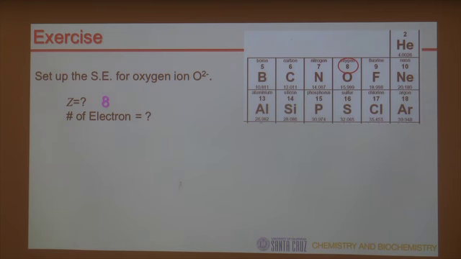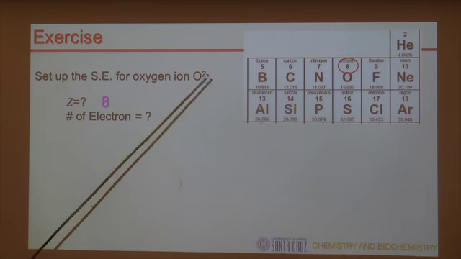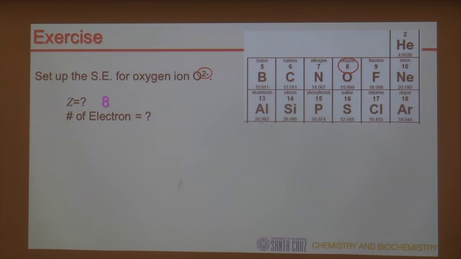How many electrons here? 2 negative, right? So 8 plus 2 equals 10. So this is the first thing you need to be clear. Before you count the number of inner terms here, you need to be clear: we have 10 electrons. So the kinetic energy and the attraction energy terms should both be 10.